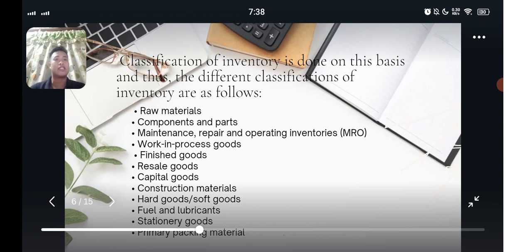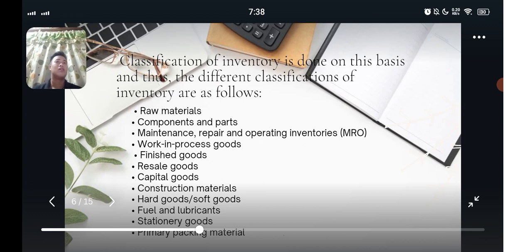Next one is resale goods. Products purchased for resale are known as resale products. Such commodities may be bought by a wholesaler to resell to distributors or by a distributor to resell to the consumer.